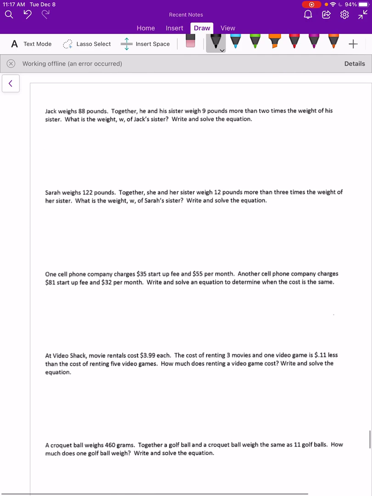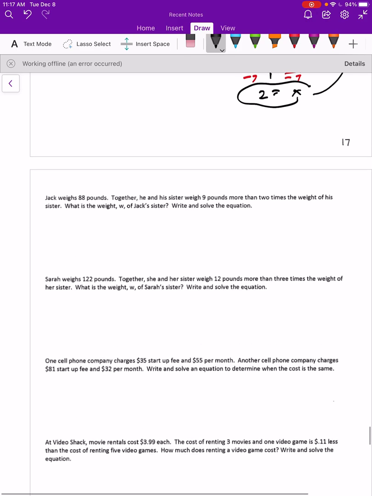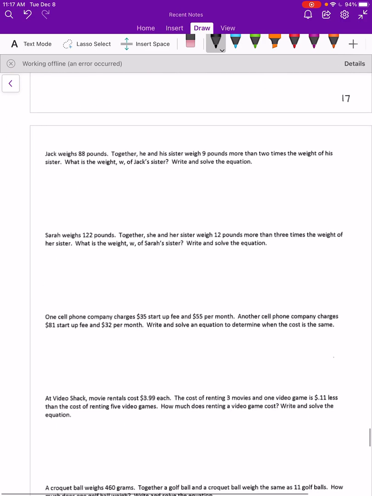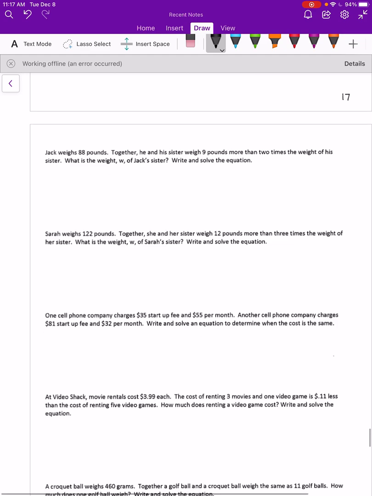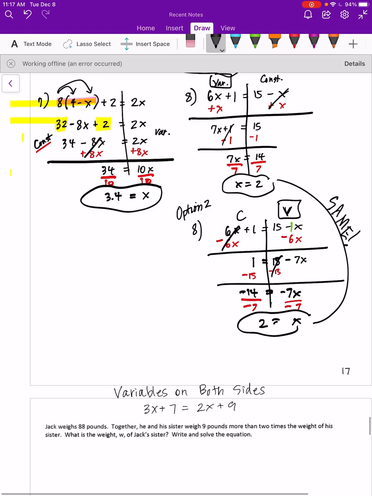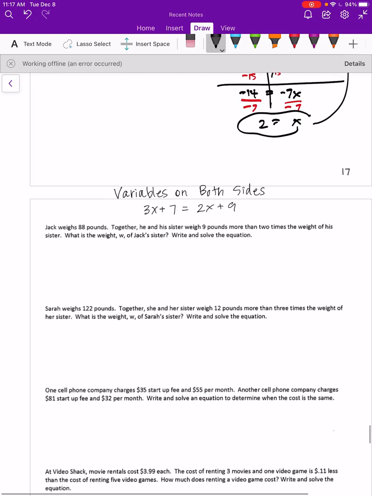So I am currently on page 18 in your note packets. We finished up pages 16 and 17 in the last two videos. So again, variables on both sides. I'm going to just write that up here too, just as a reminder. Variables on both sides. It would be something like this: 3x plus 7 equals 2x plus 9, or something like that, if you look back. So you can kind of see with that number 8 that we just did, there's variables on both sides. Sometimes there's numbers on both sides, sometimes there's not.